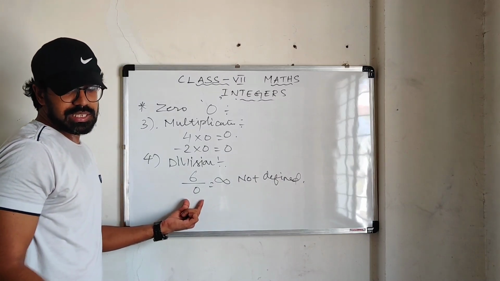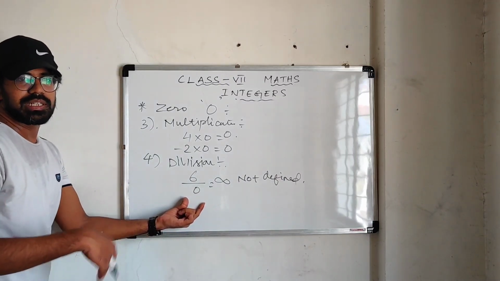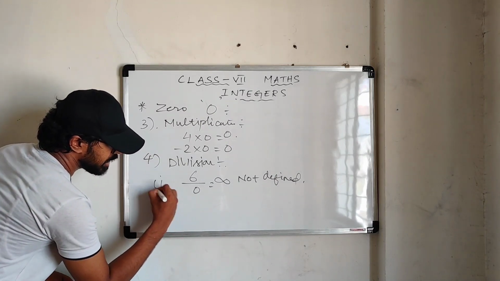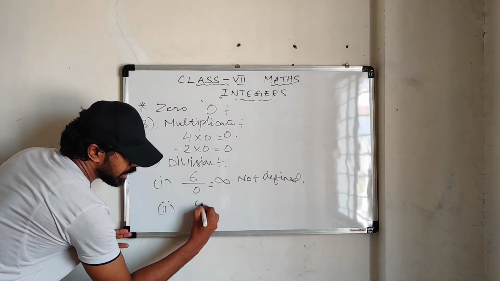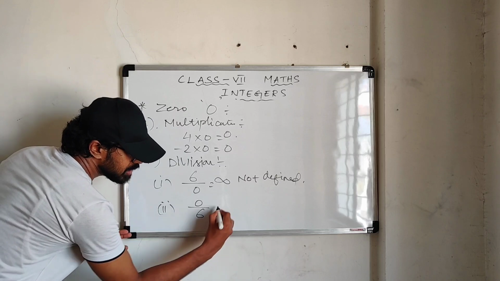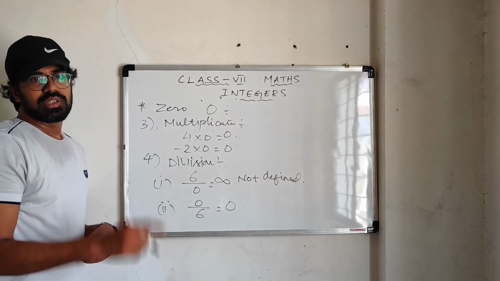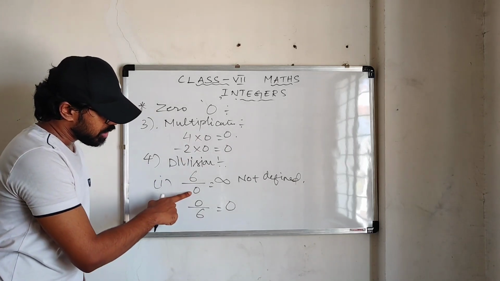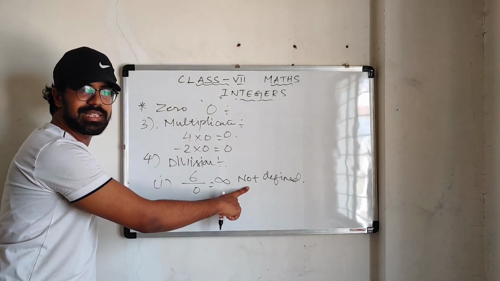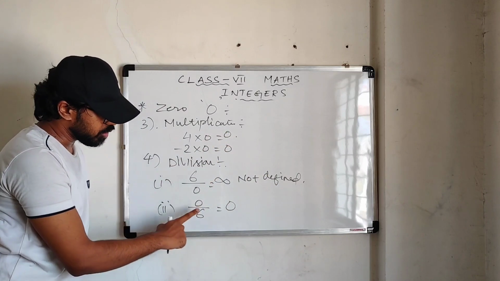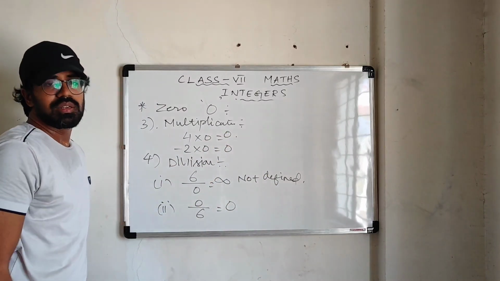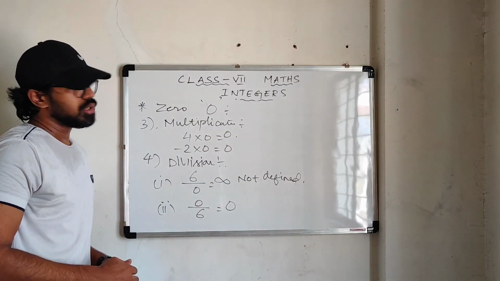What if the number is at the bottom? So 0 is at the top and the integer is at the bottom. This is the first case, and the second one is if 0 is in the numerator and the number is in the denominator, what will your answer be? Just 0. So keep this in mind. If your 0 is in the denominator, you will not get an answer. It is not defined. If the 0 is in the numerator, you will be getting the answer as 0.